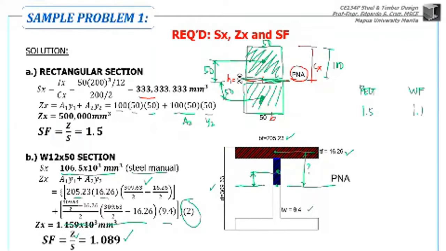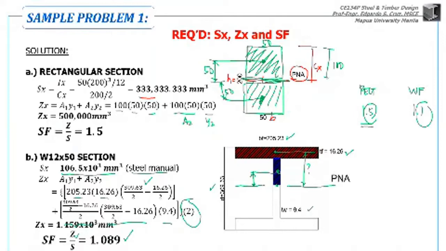Ibig sabihin nitong shape factor, it correlates the Z and the S. Z is the plastic section modulus. Yung S is the elastic section modulus. So it has parang correlation between the elastic and the plastic property. So ibig sabihin, kapag rectangular section mo, yung plastic property niya is 50% more than that of the elastic property. Whereas pagka wide flange, ang difference lang ng plastic sa elastic is 10% lang. Konti lang yung difference nila.